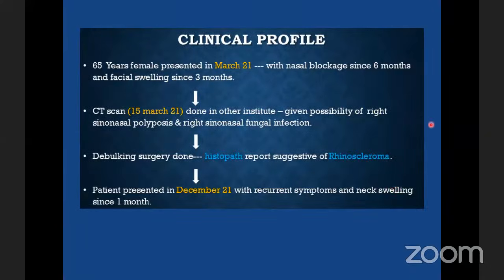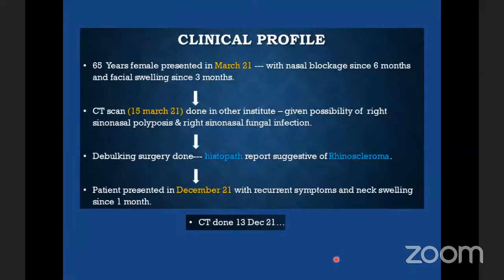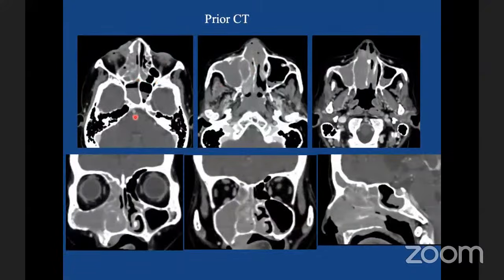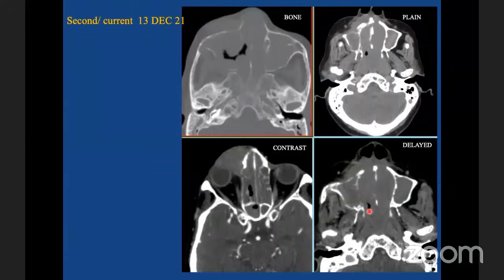Now, this is an interesting case. I will quickly go through it. A 65-year-old, histopathologically rhinoscleroma, a debulking surgery was done. We did a CT scan on 13 December 2021. You see, again, a soft tissue density lesion with ethmoid and maxillary sinus invasion. This is plain. Let's see what happens on post contrast. And this on bone window shows rarefaction. It is not complete erosion, but rarefaction of the medial wall of the maxillary sinus, posterolateral wall of the maxillary sinus, and also the inferior wall.